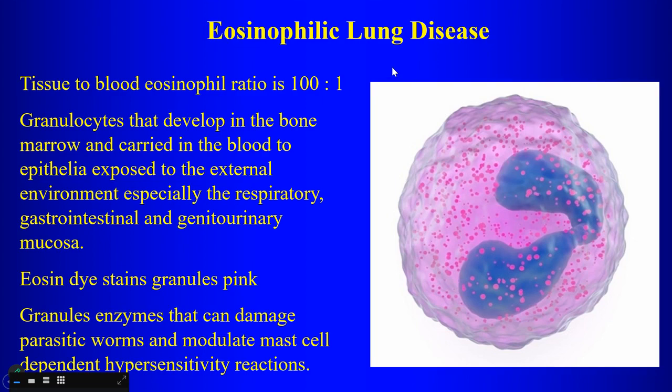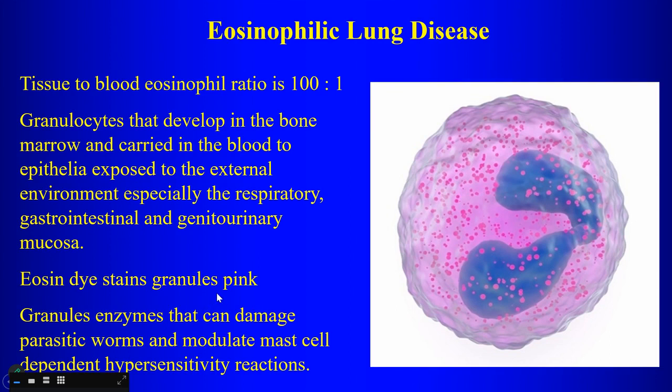The eosinophil itself, there are more eosinophils within the tissues than within the blood. And these are granulocytes that develop in the bone marrow. They're carried by the blood to parts of the body exposed to the external environment. So the respiratory, GI, GU, mucosa. And these eosinophils contain granules. The granules stain pink with eosin. That's why they're called eosinophils.